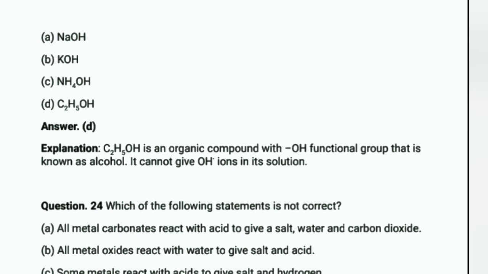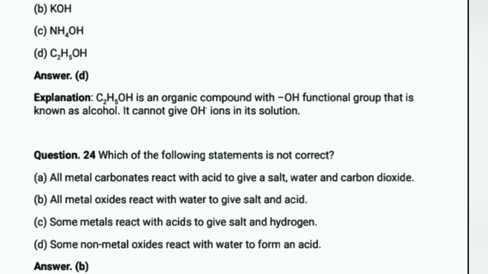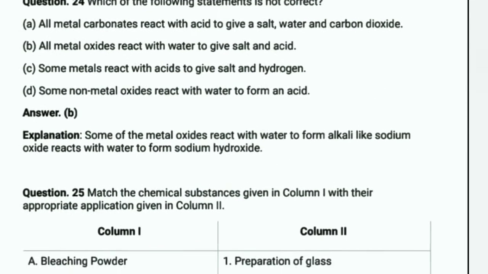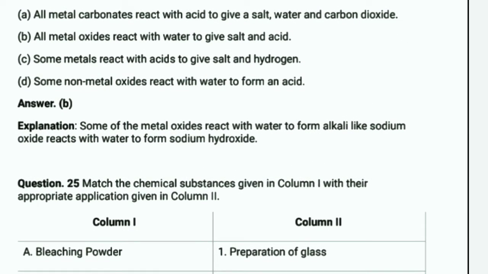Which of the following statements is not correct? All metal oxides react with water to give salt and acid. Option B. Some of the metal oxides react with water to form alkali, like sodium oxide reacts with water to form sodium hydroxide. Match the chemical substances given in column 1 with their appropriate application given in column 2.